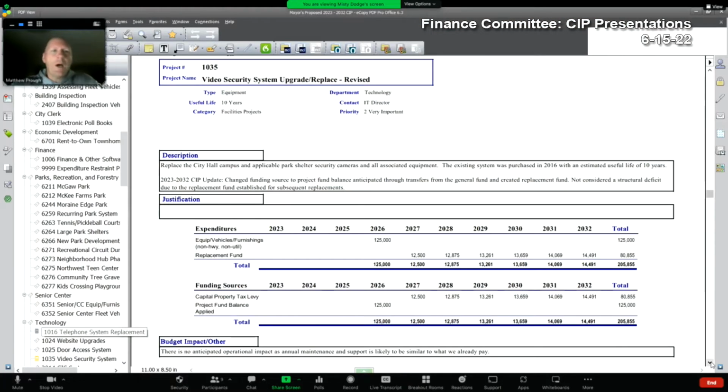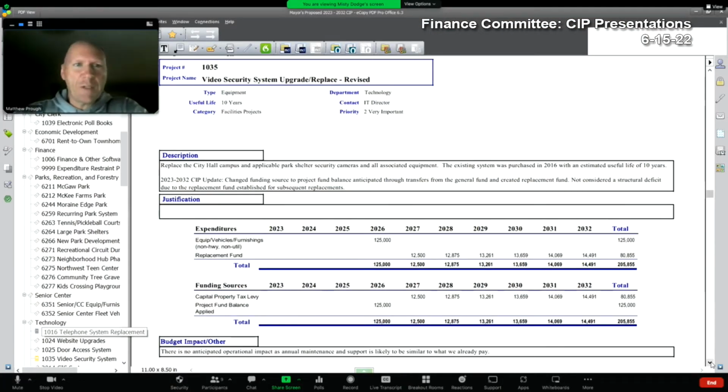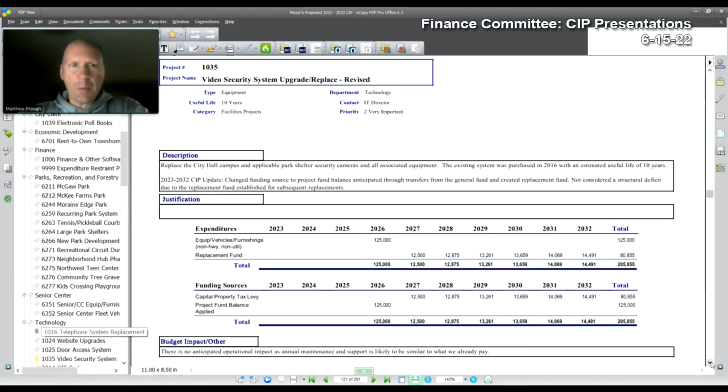The next project is the video security system upgrade and replace. This is essentially the security cameras located in all of our buildings. Again, this is equipment that we anticipate is going to last somewhere between 7 and 10 years. It's the equipment that we have today. It's the first evolution of that equipment, so we're still watching closely to see how this goes.